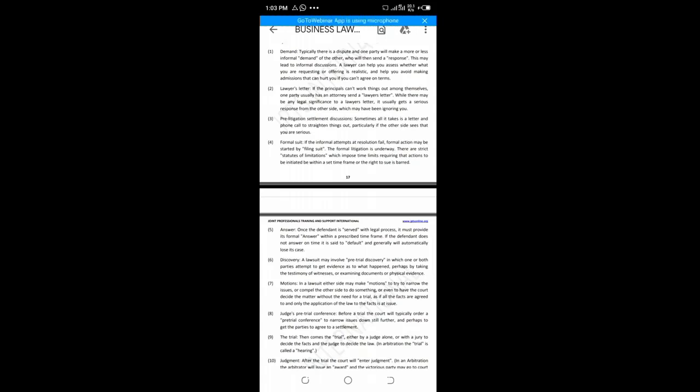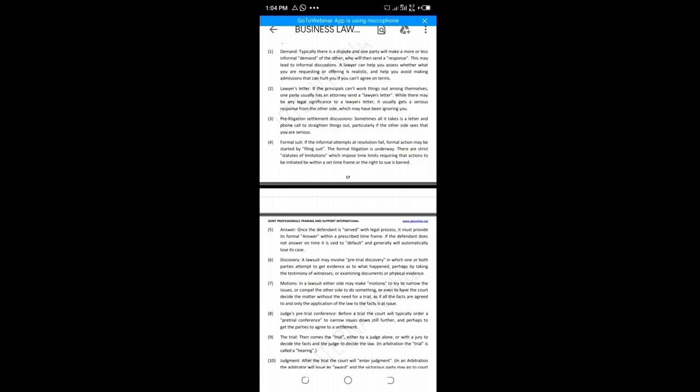And if that fails, the trial comes, either by a judge alone or with a jury to decide the facts, and the judge to decide the law. In arbitration, the trial is called a hearing. So after the judge's pre-trial conference, they try to see how both parties can agree on a settlement.